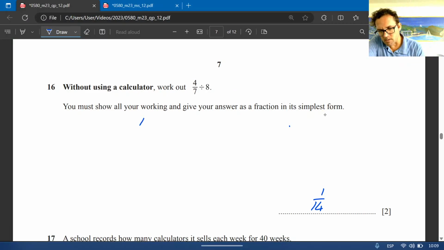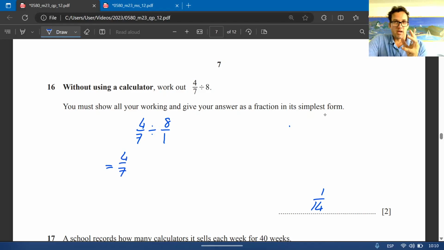And how do you get it? Well, first, I'm going to remember that 8 is the same as 8 over 1. Okay, because 8 divided by 1 is 8. So that's a fraction. And when you divide with fractions, the trick is invert and multiply. So you swap around the second fraction. The first one stays the same. 4 over 7 stays for 7. And multiply.